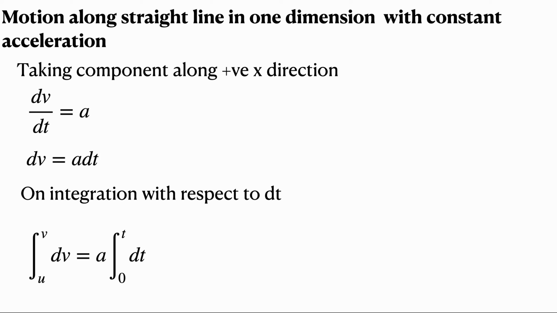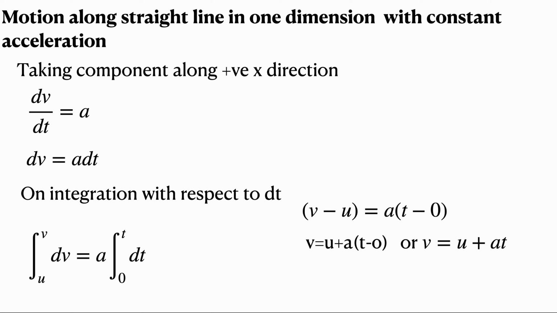On integration with respect to dt, we will get the integral of dv from the limit u to v equals a times the integral of dt from the limit 0 to t. This integration will give v minus u equals a times t minus 0, and if we take all the terms to the right hand side, we get v equals u plus at.